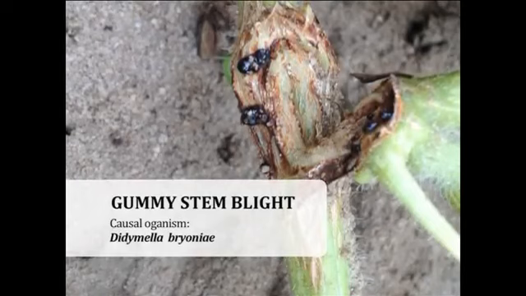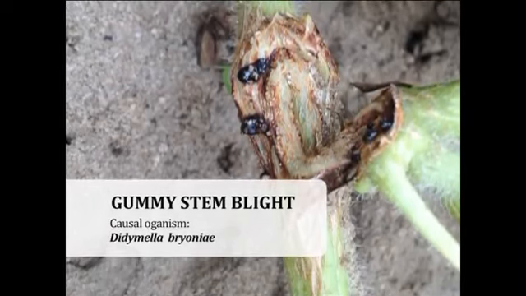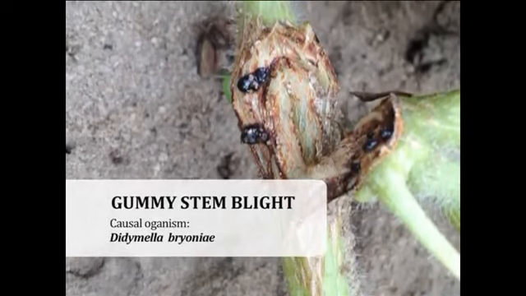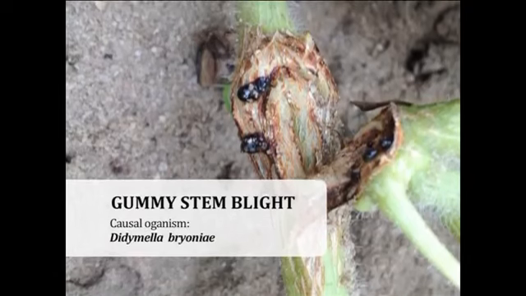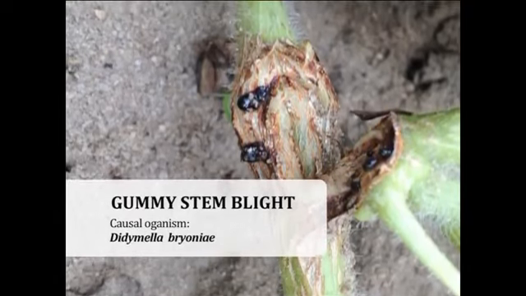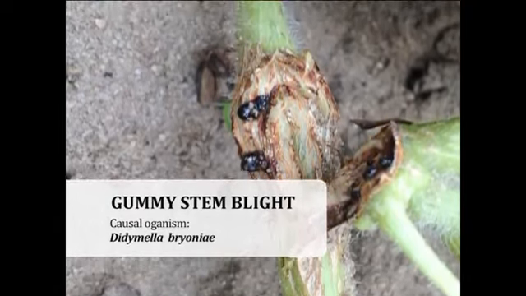Next important disease is the gummy stem blight. It is caused by Didymella bryoniae. Now let's see the symptoms of the disease. The fungus can infect all cucurbit species. Young seedlings can quickly damp off following infection.